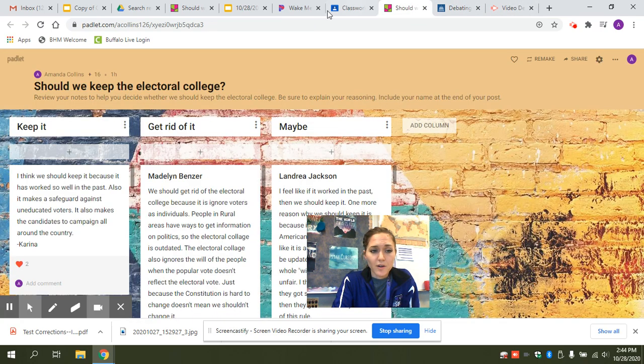Once you're finished with that, you're going to go ahead and click on that Padlet link, and you're going to decide whether you think we should keep the Electoral College, get rid of it, or maybe you're just not sure yet, or only a little part of it should be changed, but we should keep the rest. Whichever way you believe, you're going to go ahead and post your thinking. Just make sure you put your name somewhere on your post, either as the title or even at the very, very bottom.